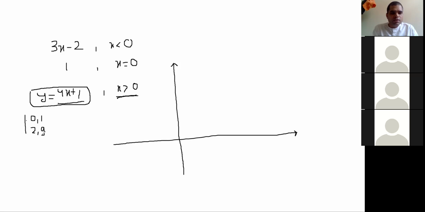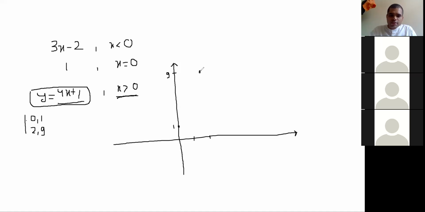So the first point is 0, 1. So 0 is here and 1 is here. So you got this one point, 0, 1. Second point is 2, 9. So let's say 9 is here. This is 9 and 2, 9. This is 1 and this is 2. So you got another point somewhere here. So this is 2, 9.